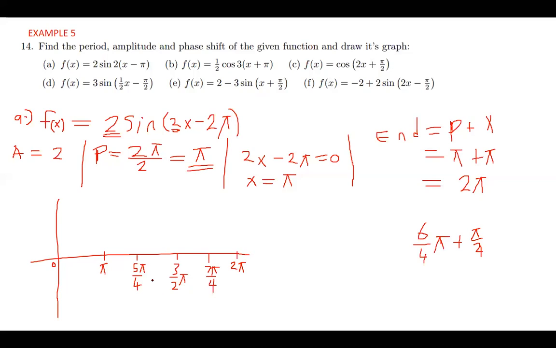So having found this, it's now easier for us to draw the curve. So we know that this is a sine curve and it always comes out like this. So that is a sine curve.